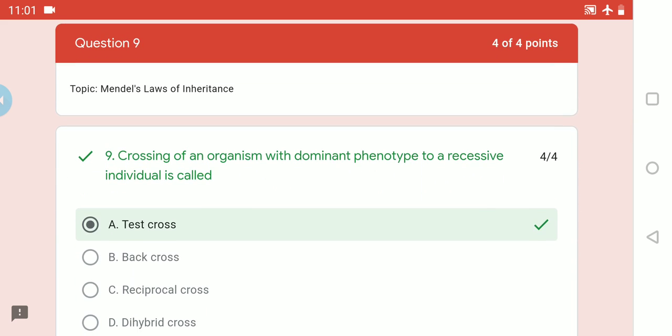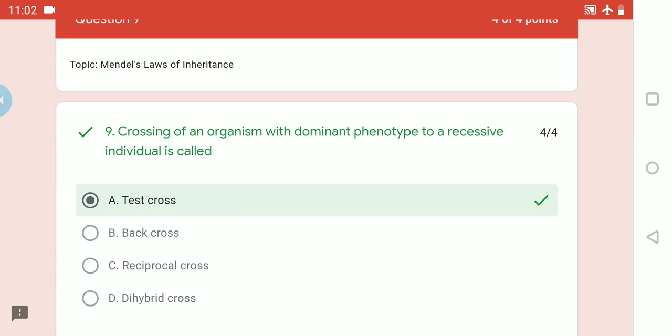The next question: the crossing of an organism with a dominant phenotype to a recessive individual is called. While we are discussing that, just now I told you about the test cross. How can I define the test cross? It is a cross made between F1 hybrids and their double recessive parent, to determine the homozygous or heterozygous condition of the F1 hybrids, isn't it?